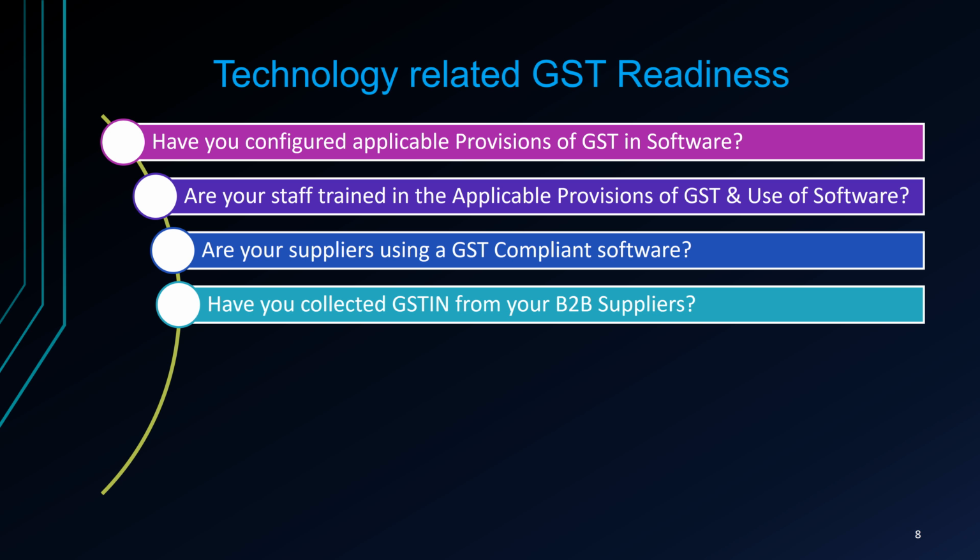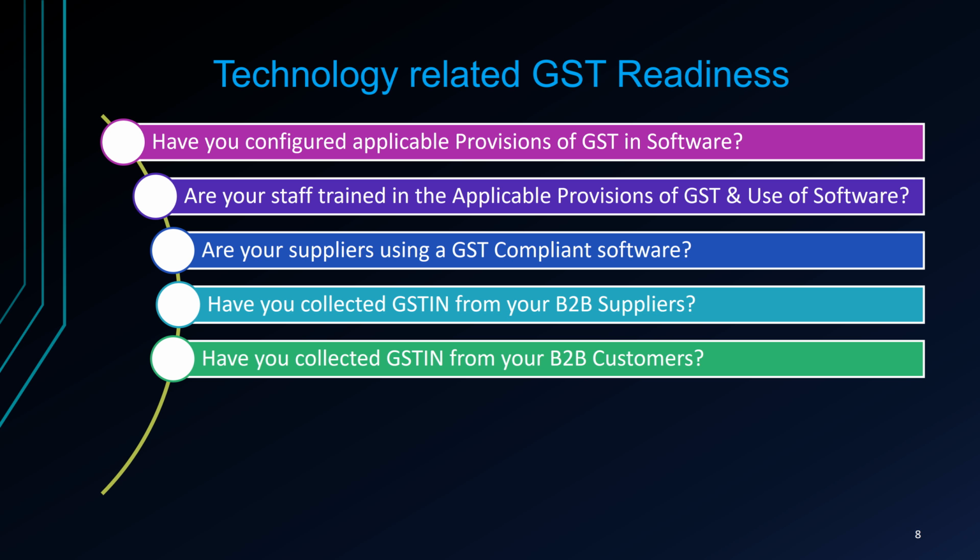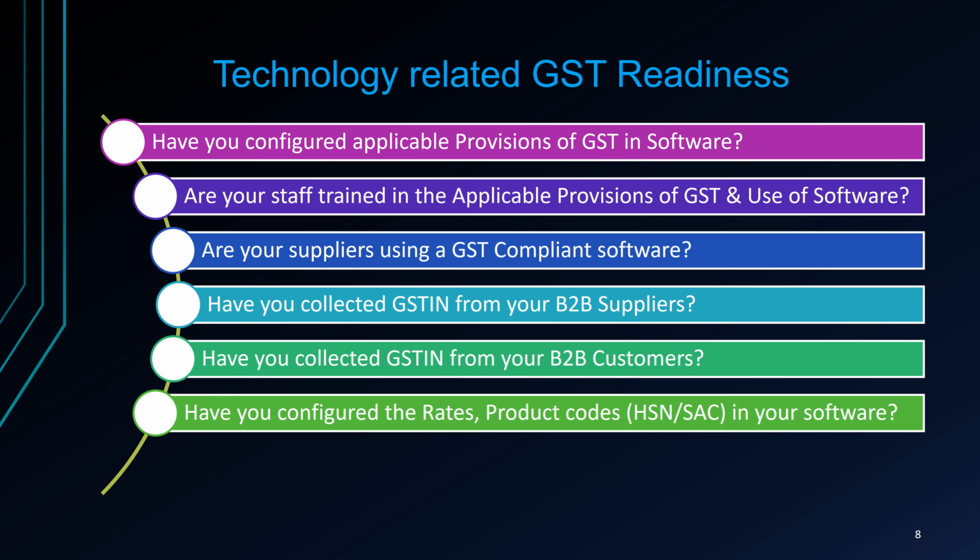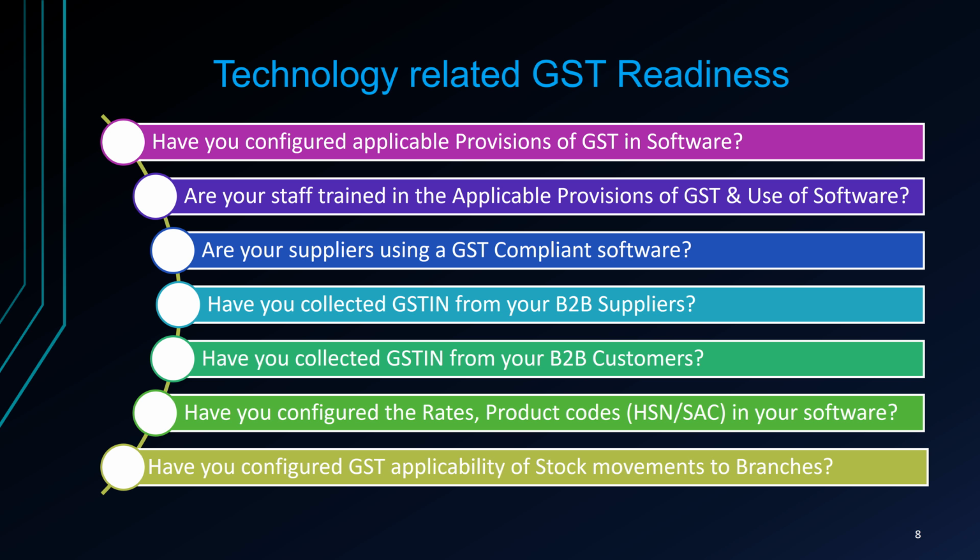Have you collected all the GSTNs from your suppliers? If your suppliers have multiple GSTNs, have you collected and configured them into your system? Same goes with your customers. If your customers have one or multiple GSTNs, have you obtained them and configured them in your system? Have you configured all the rates and the product codes into the software? Have you configured the stock movement whenever it happens between branches which have separate GSTN, the tax liability implications and interbranch transfer with the GST liability?